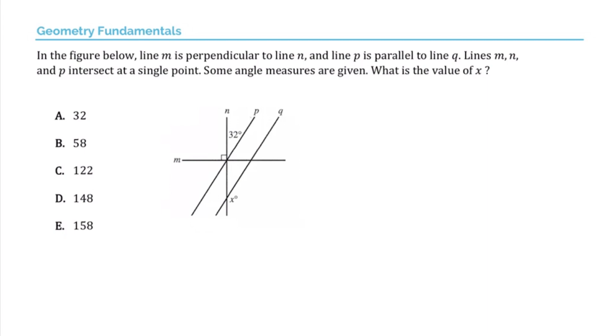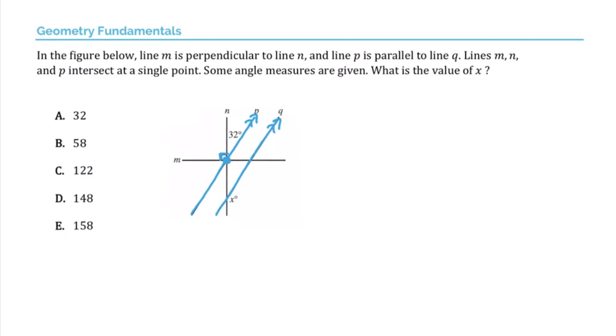So it says in the figure below, line M is perpendicular to line N. So we see that here where that's 90 degrees. Line P is parallel to line Q. Okay, so that means that this line here, P, is parallel to this line here, Q. Oh, I just drew that horribly. Let me redo that. There we go. So these are parallel to each other. Lines M, N, and P intersect at a single point. So M, N, and P all intersect at this one place right here that I just drew that dot.